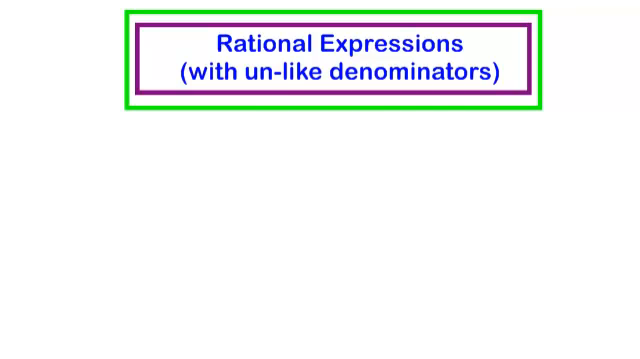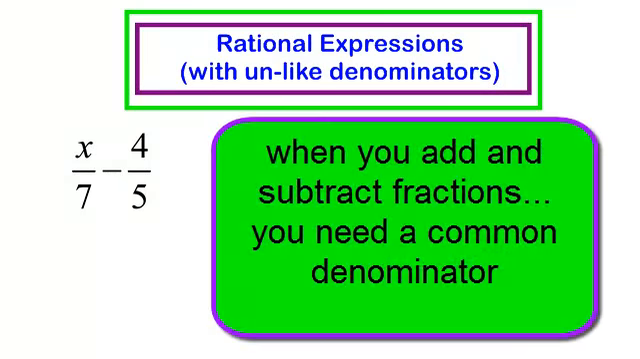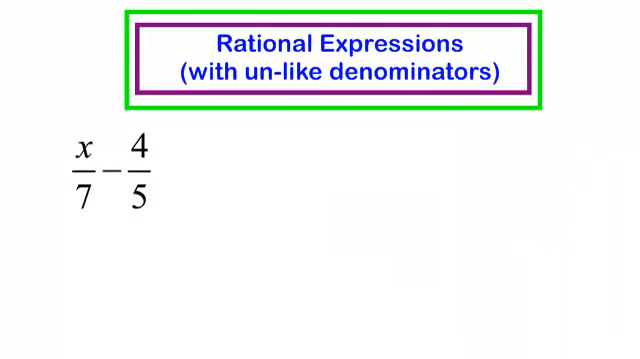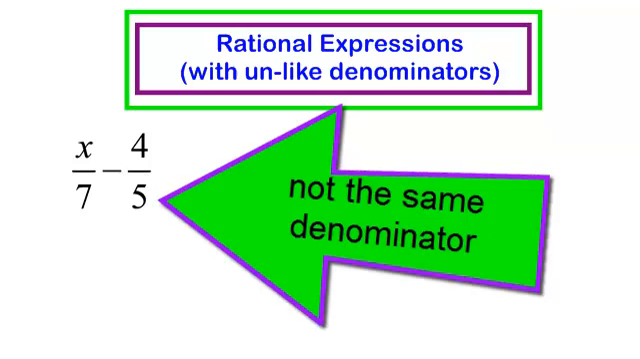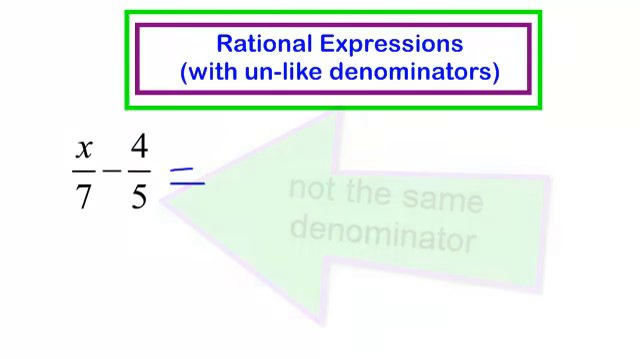We are going to add and subtract rational expressions with unlike denominators. Now remember, just like when you were in 5th grade, if you were adding and subtracting fractions, you could only add them if they had the same denominator. In this problem, x over 7 minus 4 over 5, they don't have the same denominator. Well, we have to get the least common denominator. So I need a common denominator for 7 and 5.